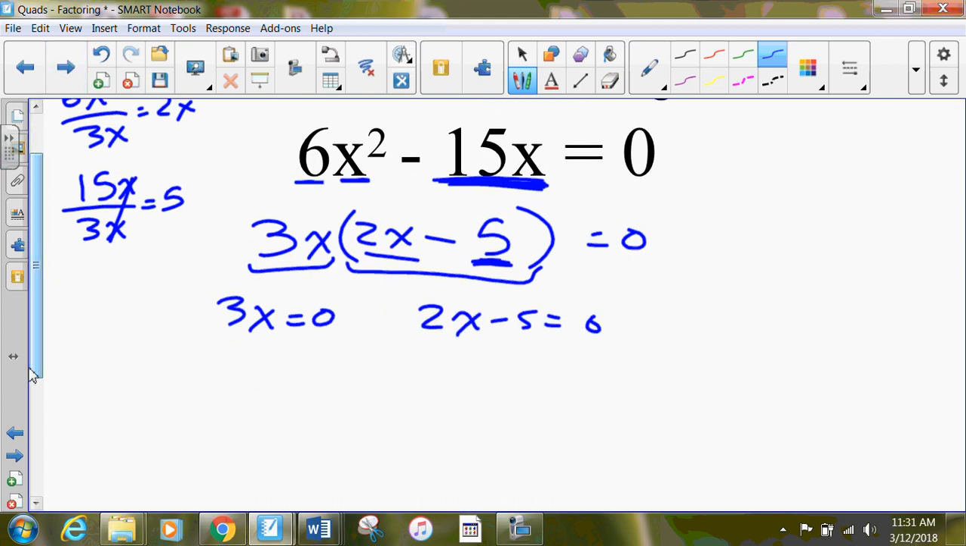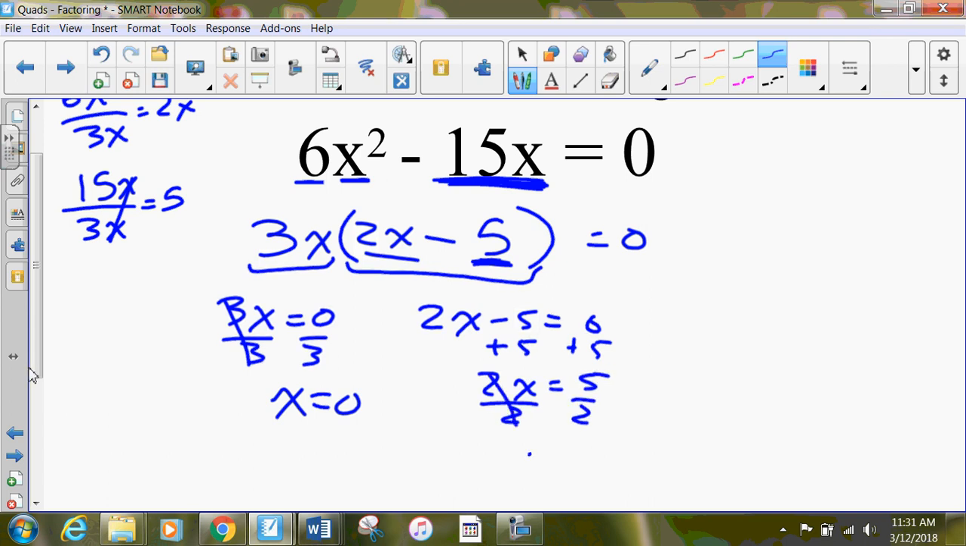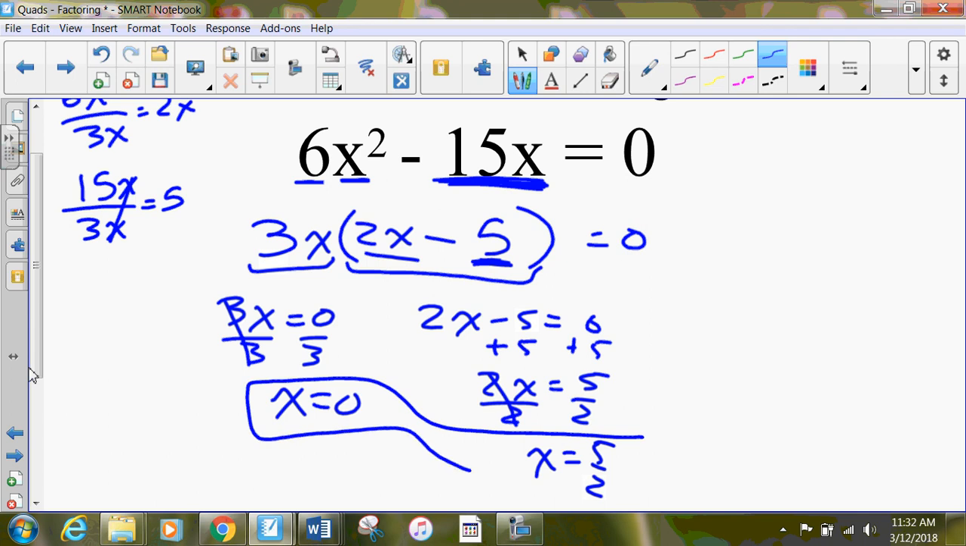So we have a little bit more work to do here. Okay, x equals 0. And there you have it, those two answers.